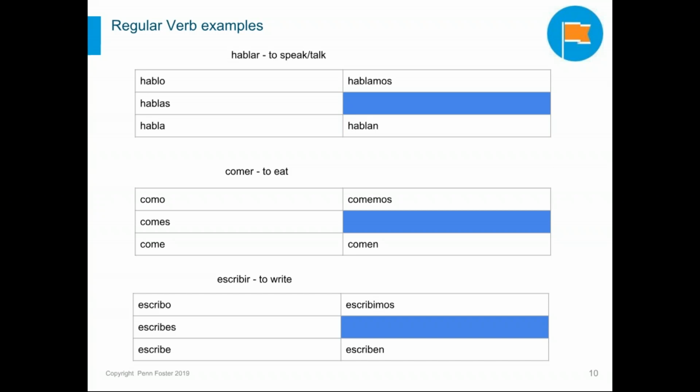Okay, so those are three examples of regular verbs. Like I said, there are many regular verbs in the Spanish language, but as we move forward here, we're going to start to focus on some irregular verbs.